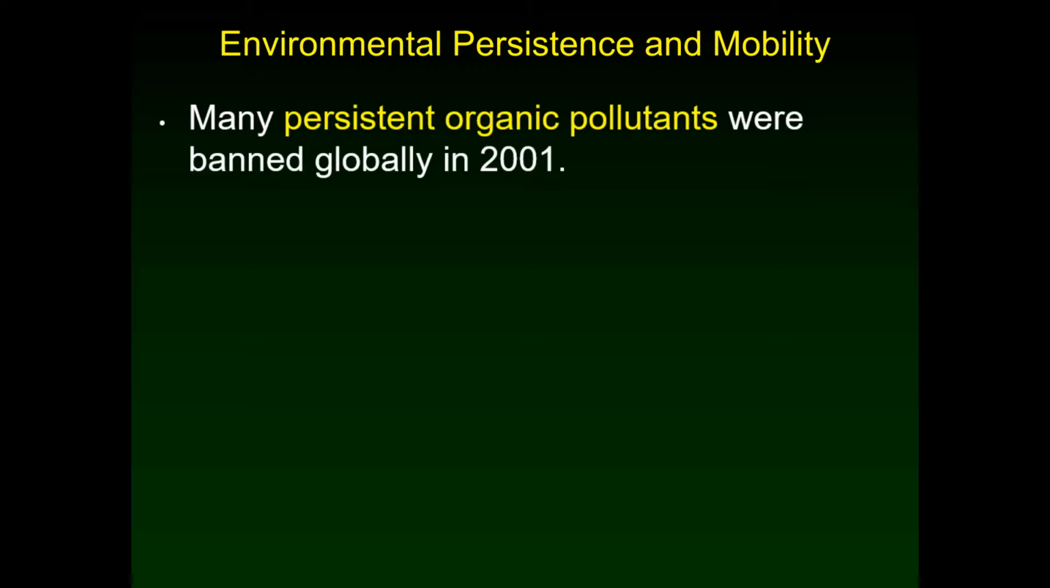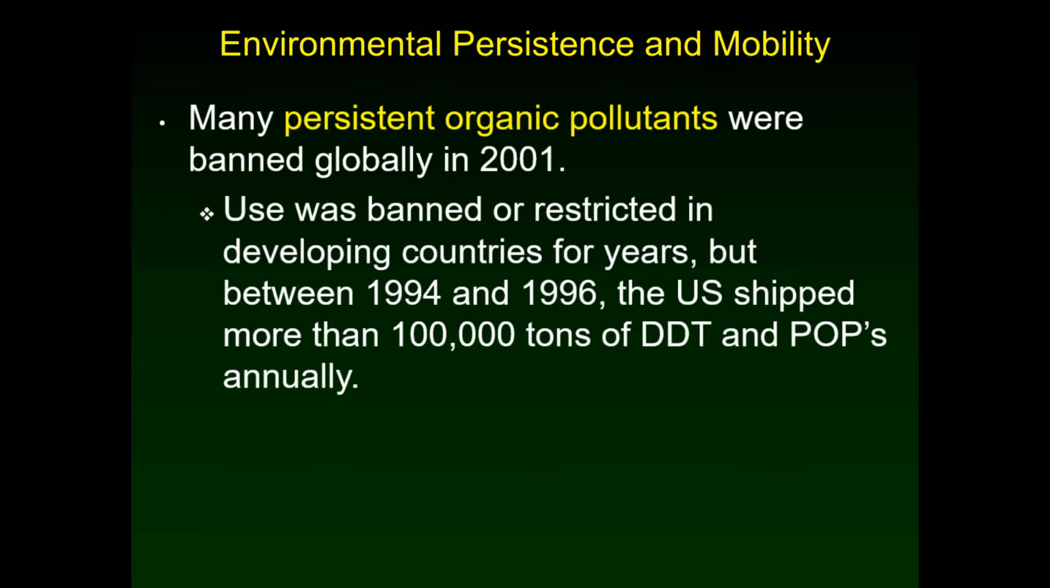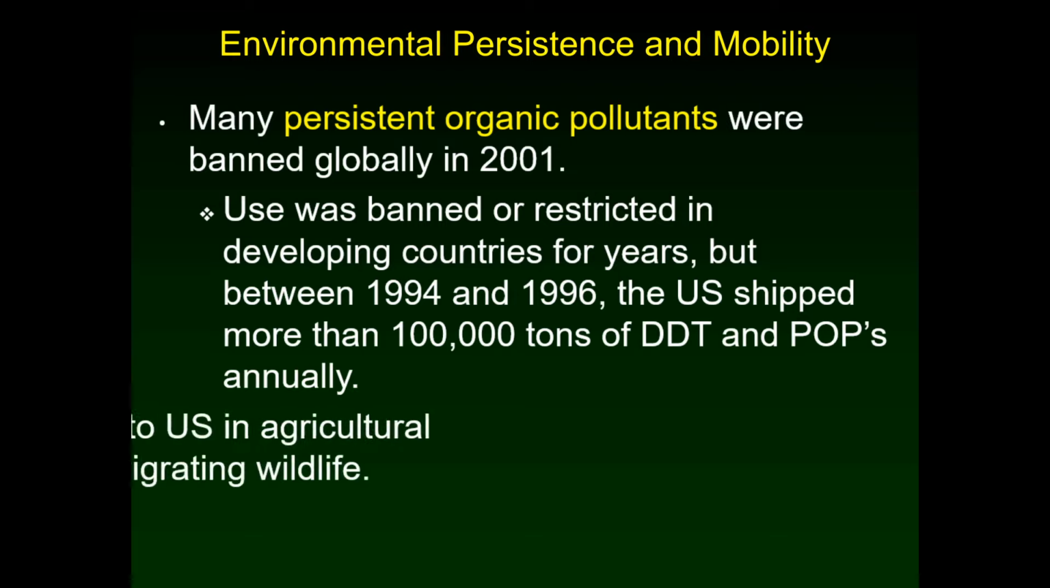Many persistent organic pollutants were globally banned in 2001. Remember, these are organic compounds, which means that our bodies are going to take them up relatively easily. Use was banned or restricted in developing countries for years. But between 1994 and 1996, the U.S. shipped more than 100,000 tons of DDT and persistent organic pollutants annually. Just because the use here is banned doesn't mean the manufacturing is banned. And so companies still continue to produce.